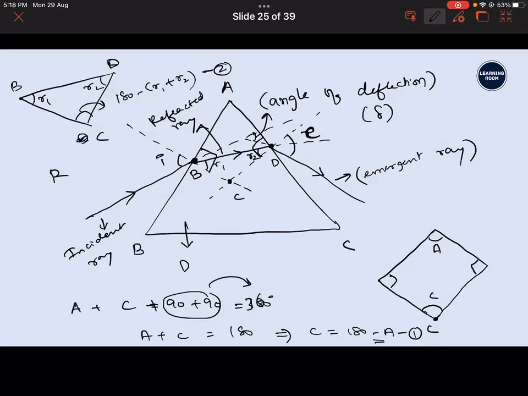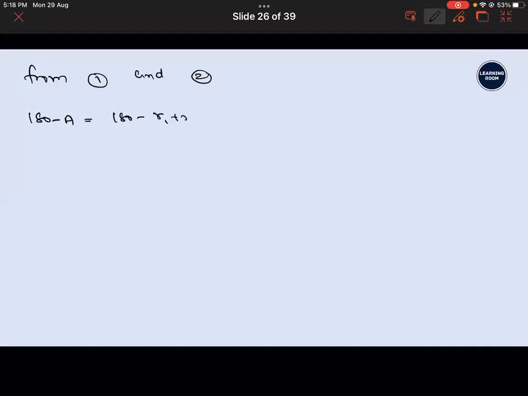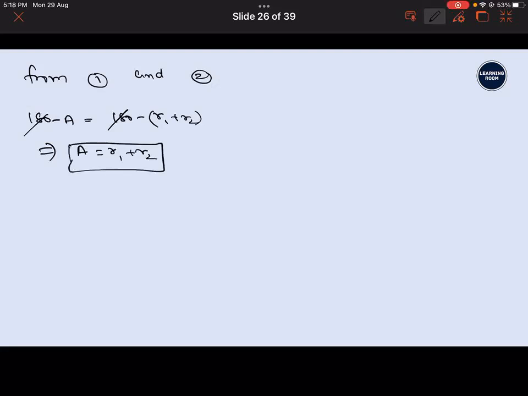So from 1 and 2, what can we observe? 180 minus A is equal to 180 minus of R1 plus R2. So 180 is gone, which implies A will be equal to R1 plus R2. The important point that we need to make a note of is that A is called the angle of prism. So angle of prism is equal to the sum of the angles of refraction.